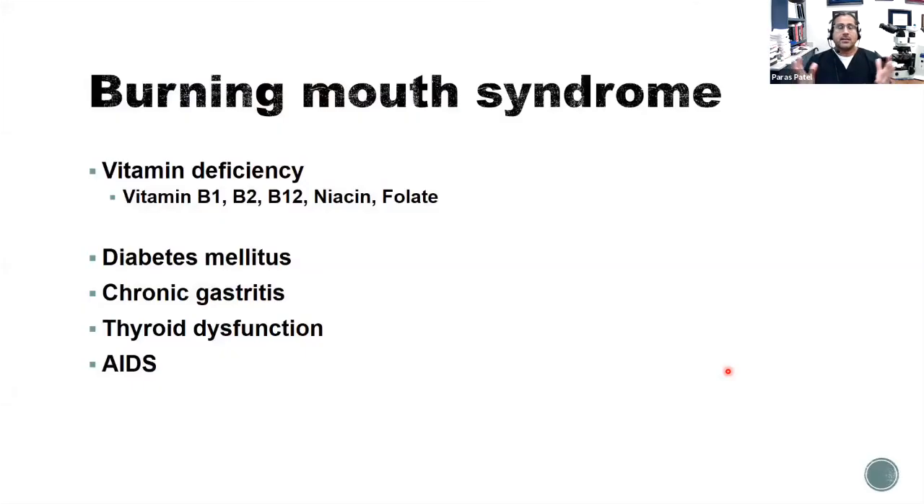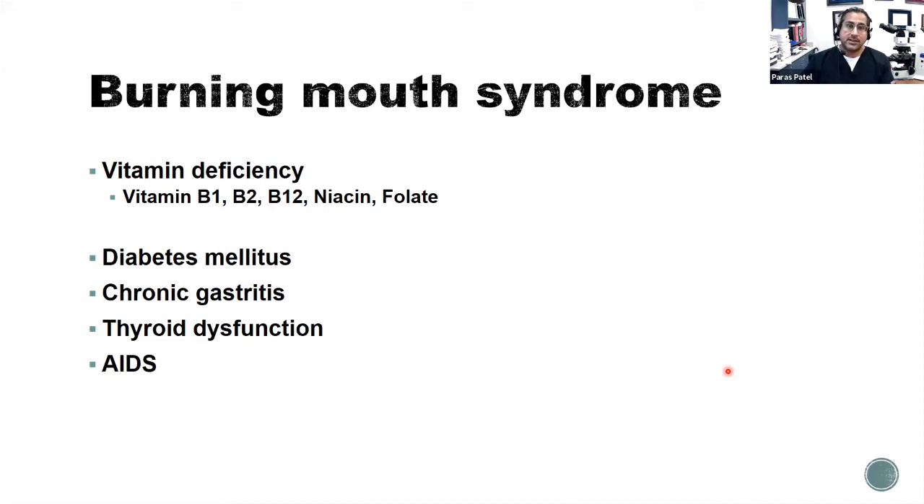So automatically when I say that, everybody's thinking, okay, burning mouth syndrome, right? Burning mouth syndrome, you should understand, is a diagnosis of exclusion. There are a lot of local factors, which we're not talking about today, that can result in burning mouth. But there are also a lot of underlying systemic diseases that can result in this as well, and that's really important for us to understand.